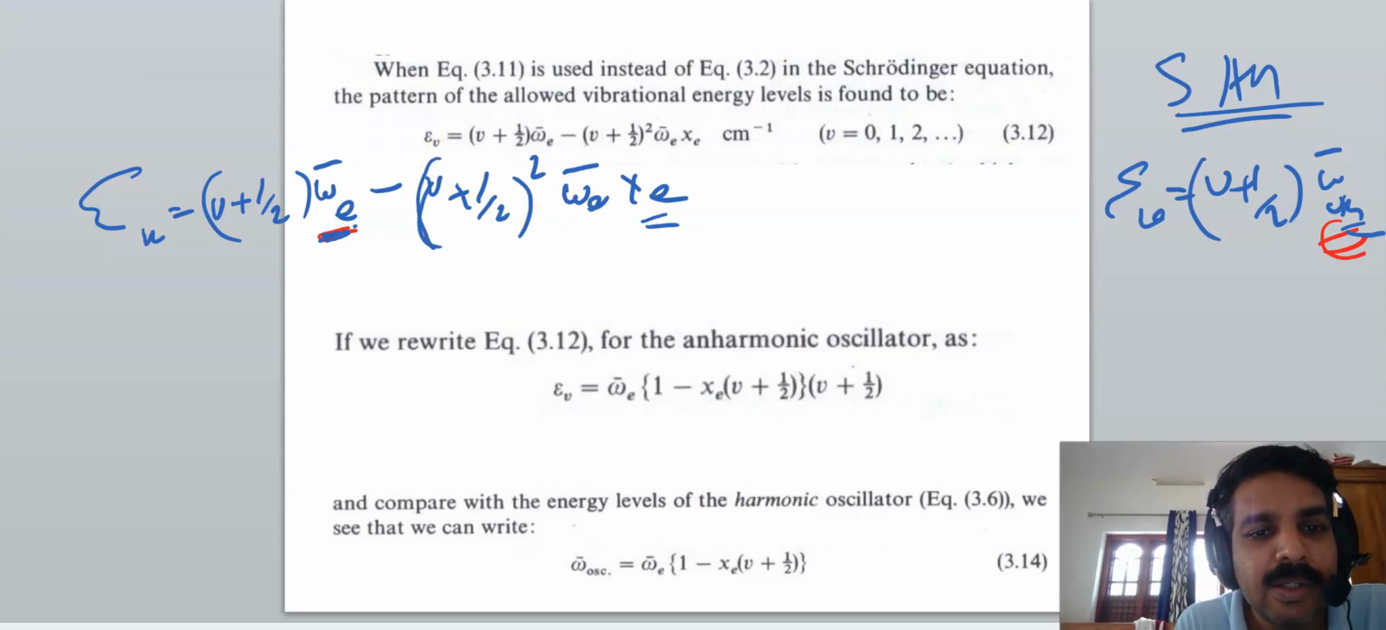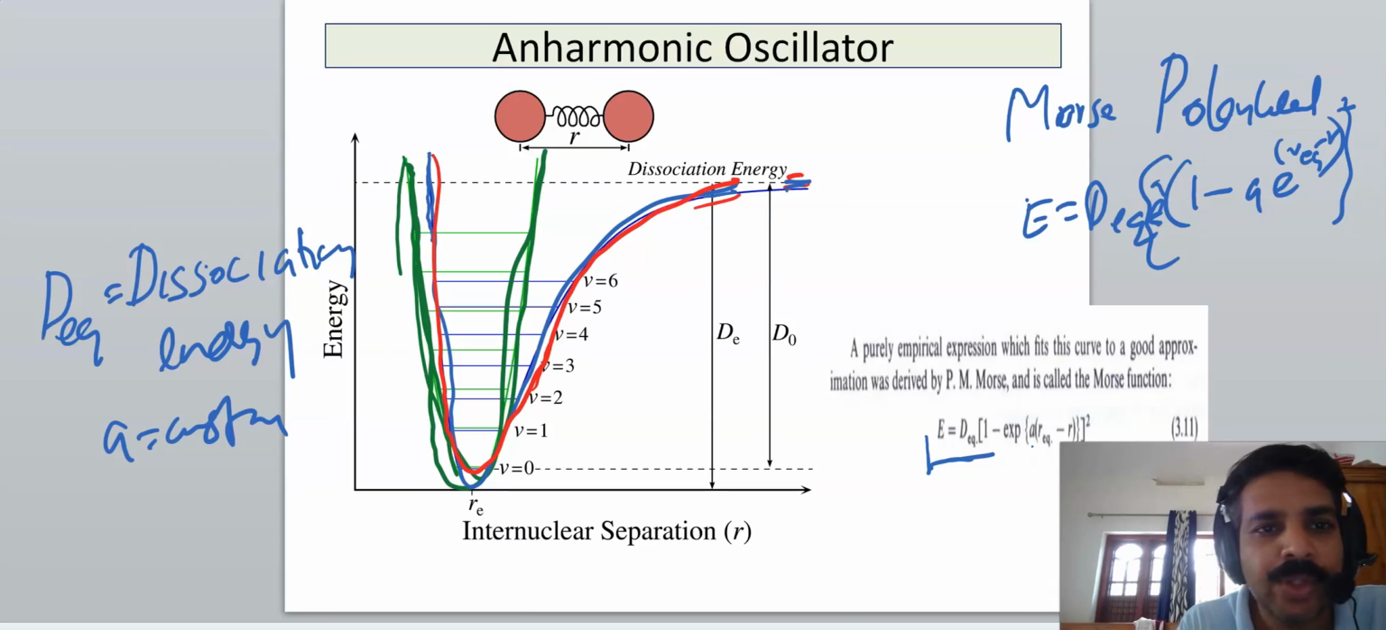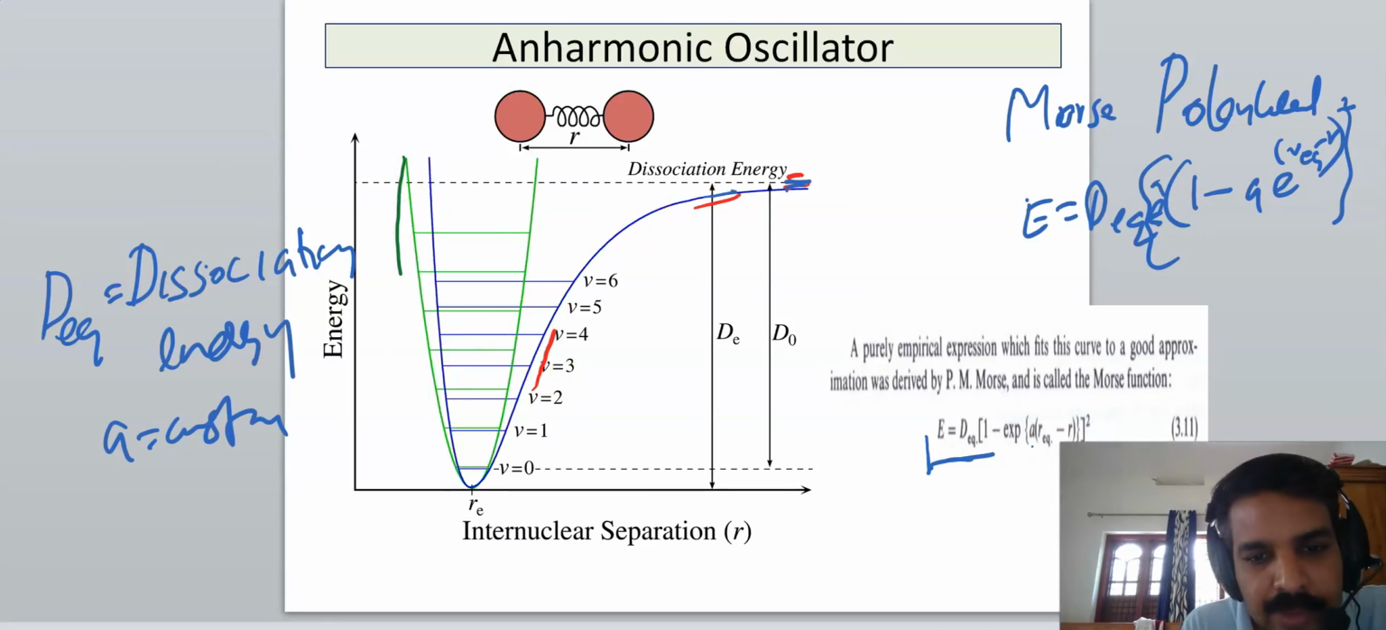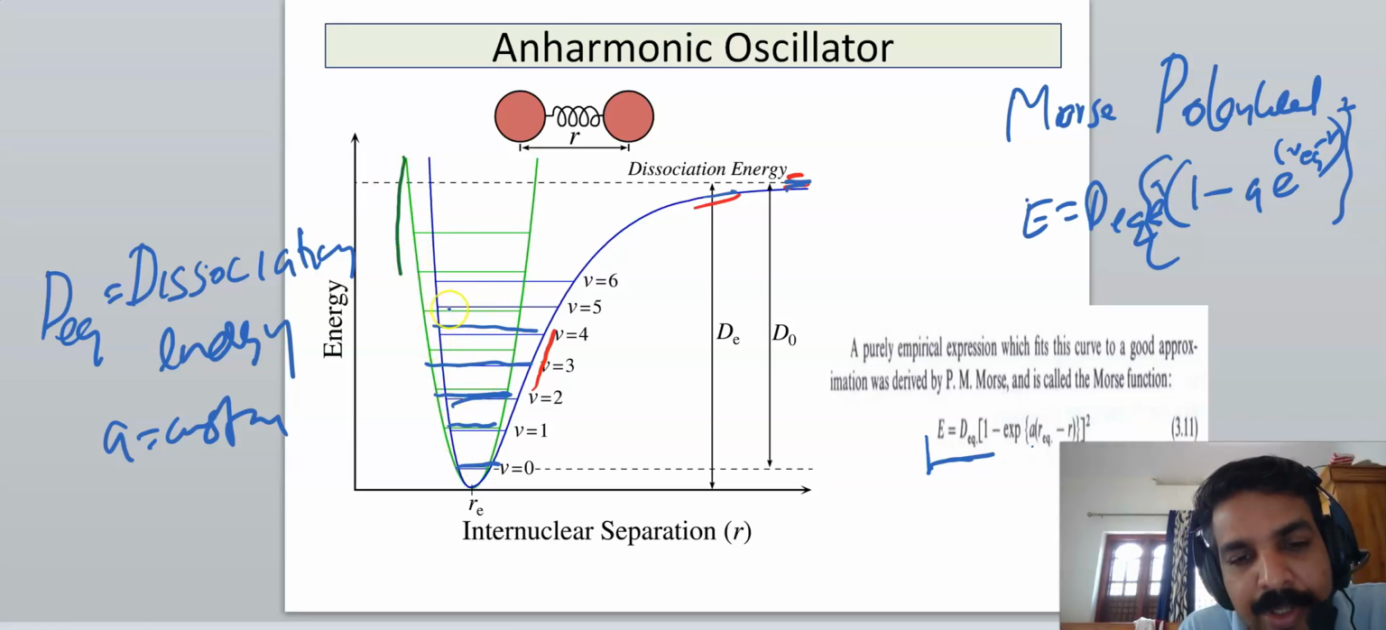That means with an increase in the v value, the energy separation decreases. As you can see in this diagram, look at this blue energy level diagram. This is the energy difference between v equal to 0 and v equal to 1, and this is v equal to 2. You can see the separation decreases, v equal to 3, again decreases, v equal to 4. That green line is for the simple harmonic oscillator, which has a constant separation. But in the case of this blue line, the anharmonic oscillator, with increasing v value, the separation between the energy levels decreases.